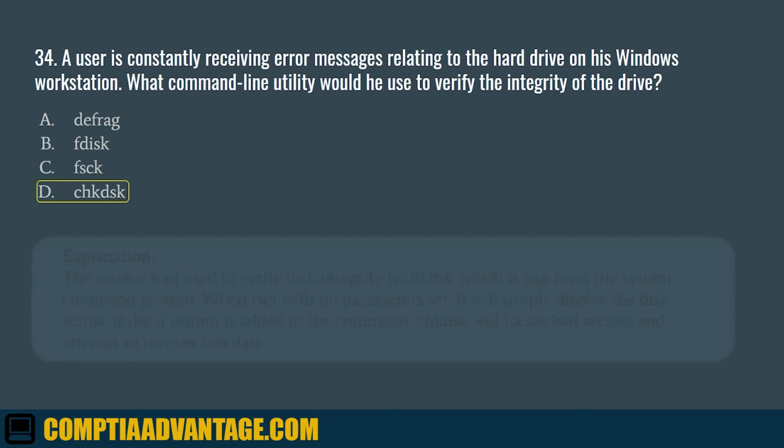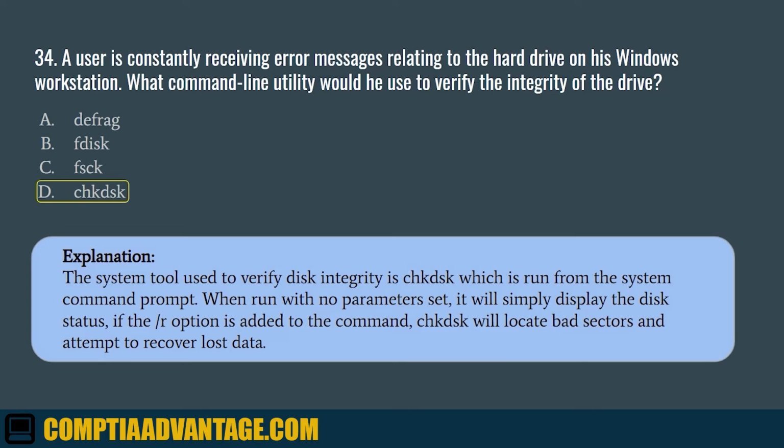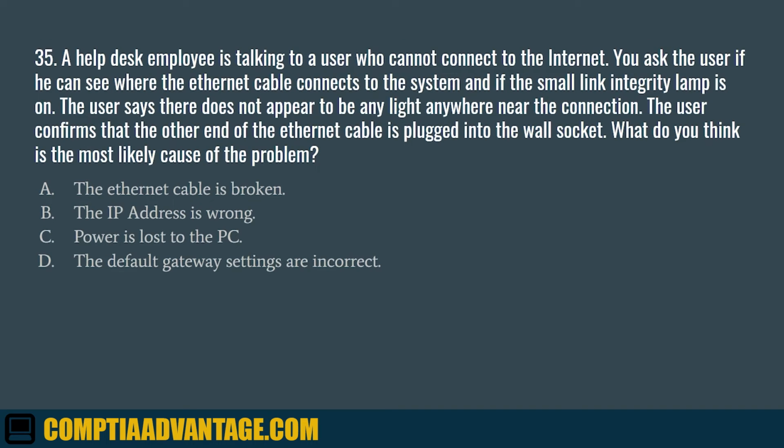Check disk. The system tool used to verify disk integrity is check disk, which is run from the system command prompt. When run with no parameters set, it will simply display the disk status. If the /R option is added to the command, check disk will locate bad sectors and attempt to recover lost data.